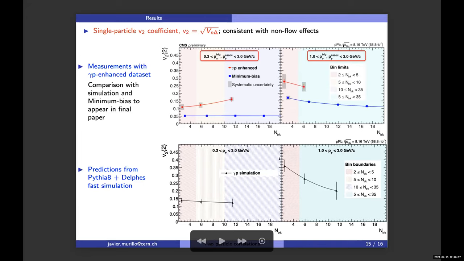And here, in the same way, we are adding the Monte Carlo, which is consistent with these points corresponding to the UPC enhanced data, sort of with a different trend, because this one looks like the values are increasing with track multiplicity, and this shows a flatter behavior, but it's within the uncertainties. So the points are consistent with the gamma proton enhanced data.